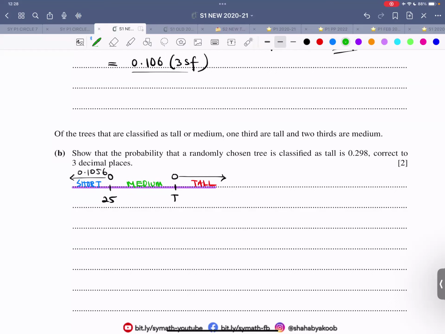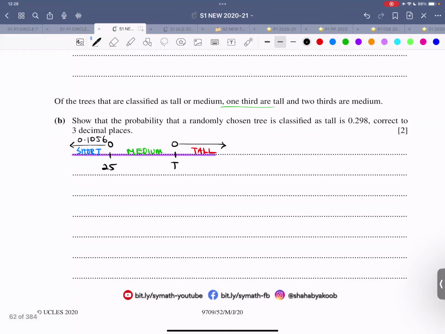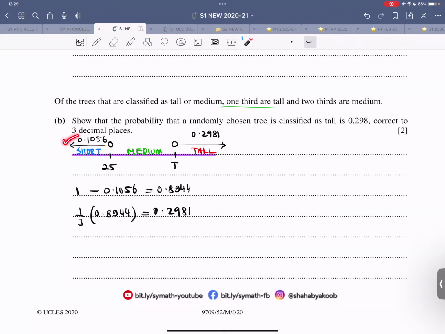So now it says the tall is 1/3, so 1/3 are tall, 2/3 are medium. First of all, what we do is 1 minus 0.1056, that comes out to be 0.8944. It was also used upstairs. And 1/3 of 0.8944 is 0.2981. Therefore, this is 0.2981. And the medium one is 1 minus this, but I don't need that.